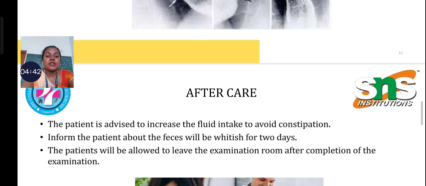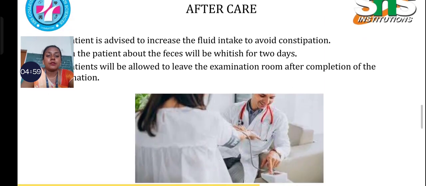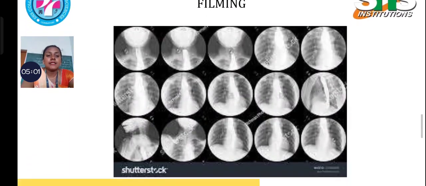Aftercare. The patient is advised to increase the fluid intake to avoid constipation. Inform the patient that the feces will be whitish for 2 days. The patient will be allowed to leave the examination room once after the completion of the procedure. This is how the filming looks like.